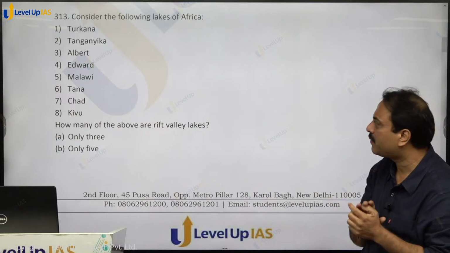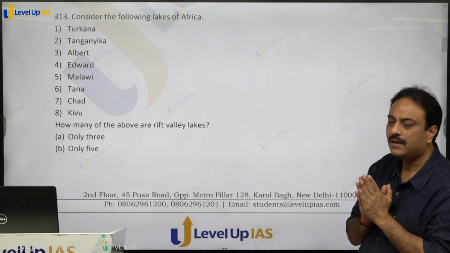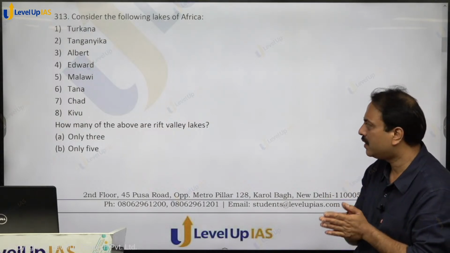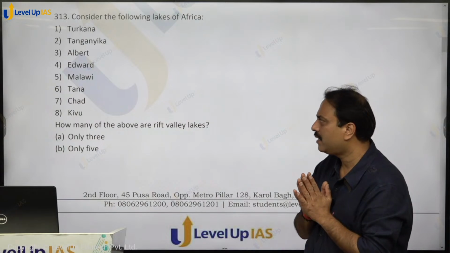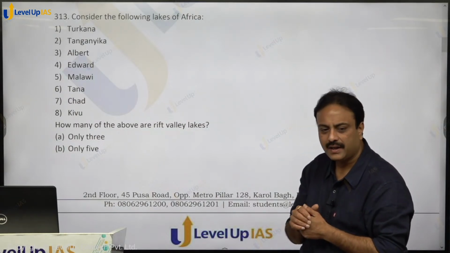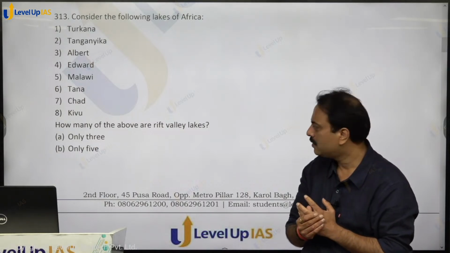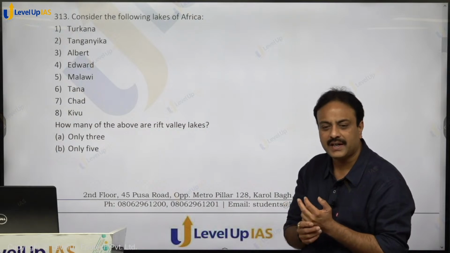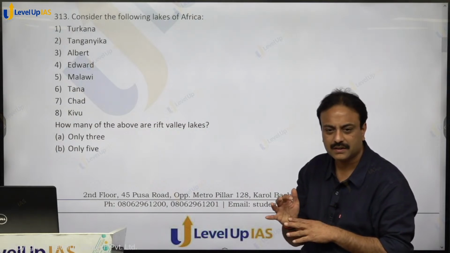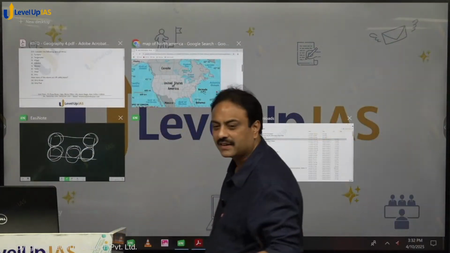Consider the following lakes of Africa: Lake Turkana, Tanganyika, Elbert, Edward, Malawi, Lake Tana, Lake Chad, Lake Kivu. How many of the above are Rift Valley lakes? What is the Rift Valley?